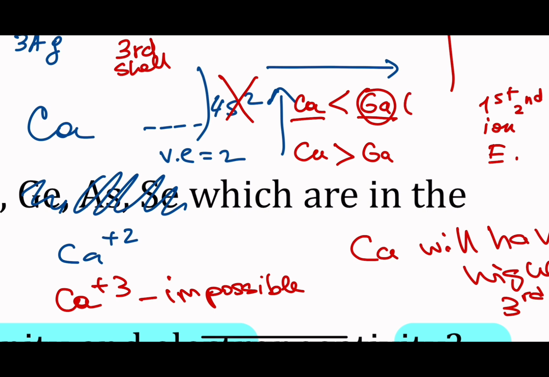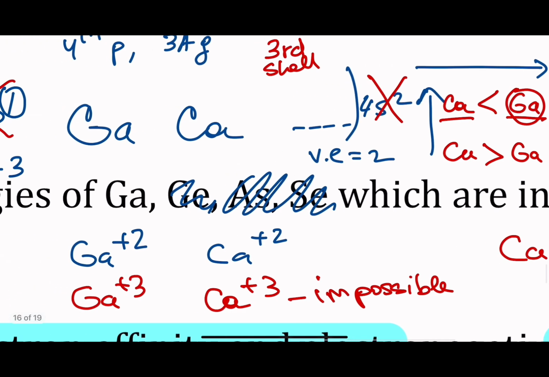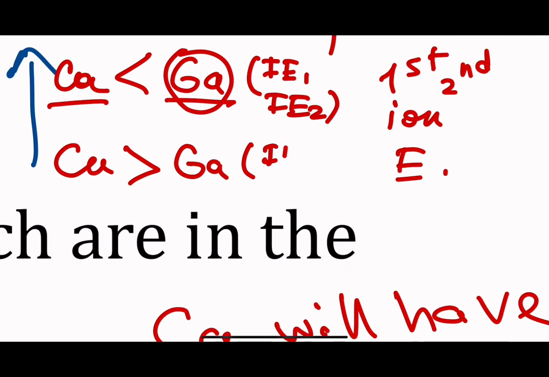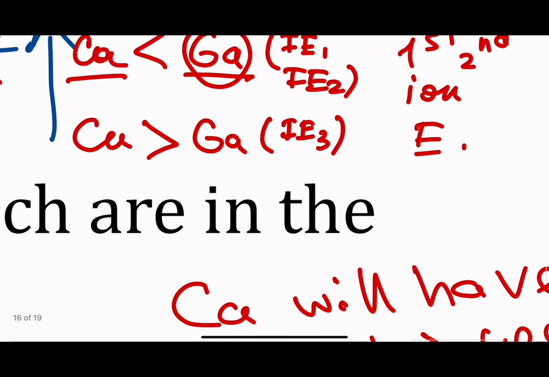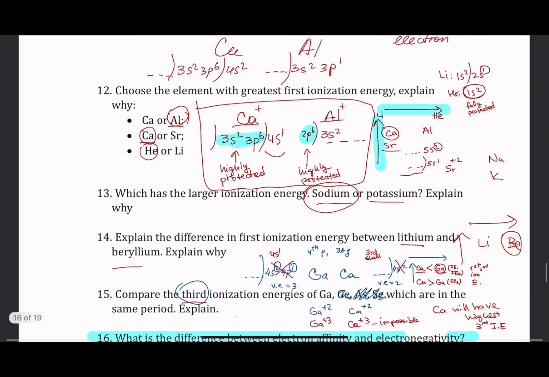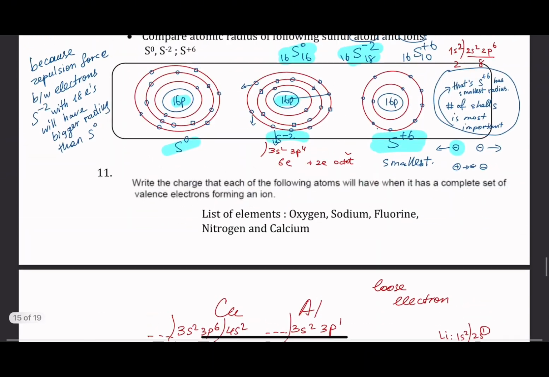So I write here ionization energy 1, ionization energy 2. Gallium is bigger according to the trend, but in the third one calcium is bigger than gallium. Well, this is kind of the hardest part of all those trends.